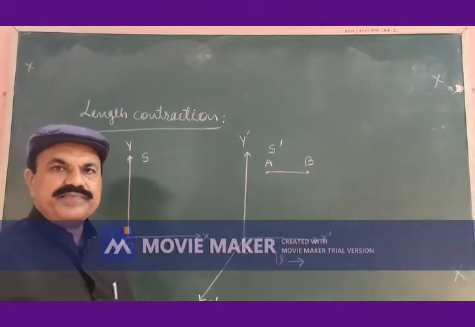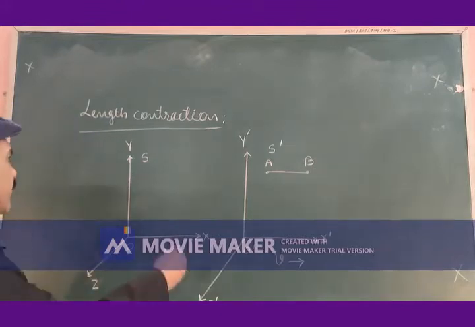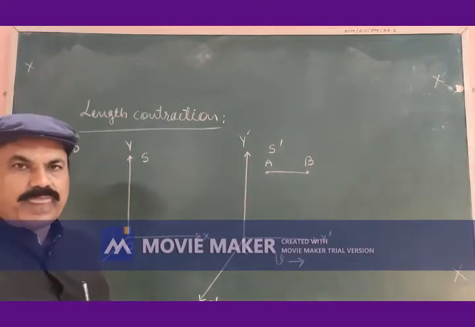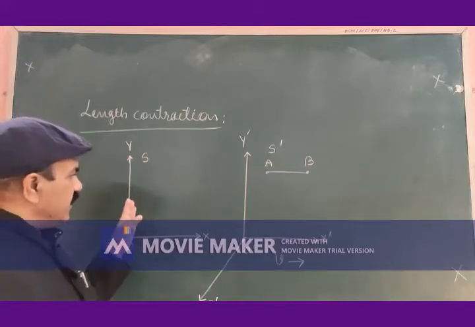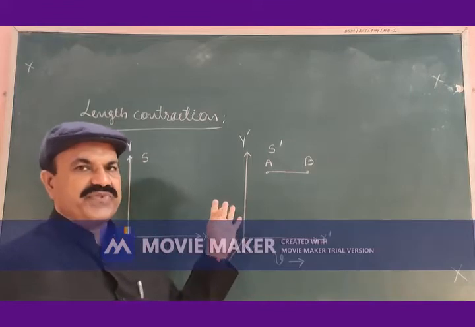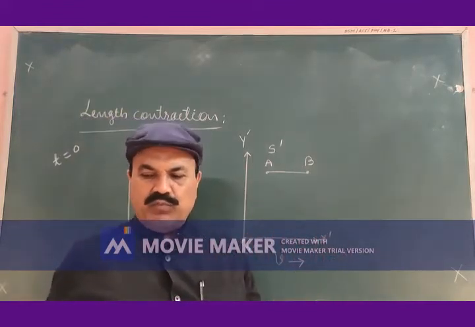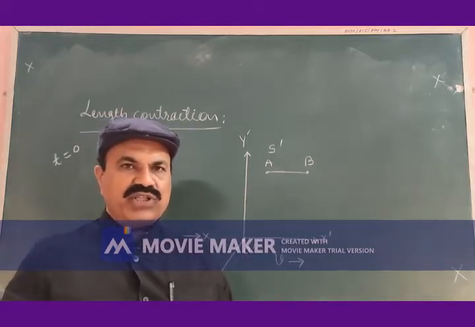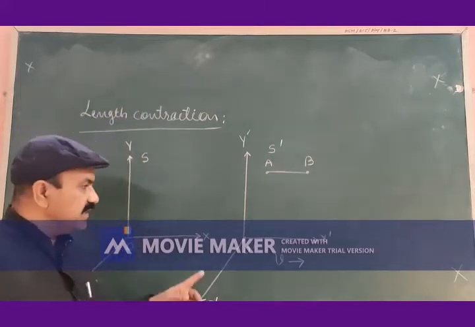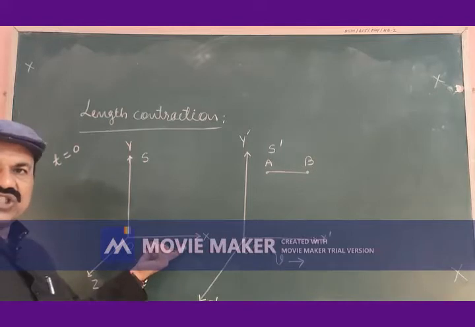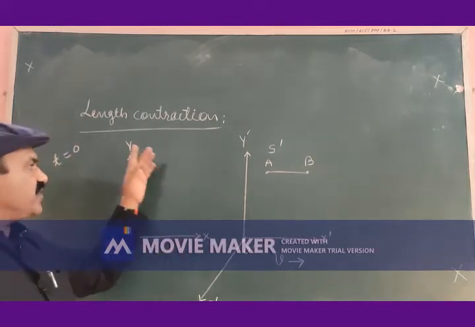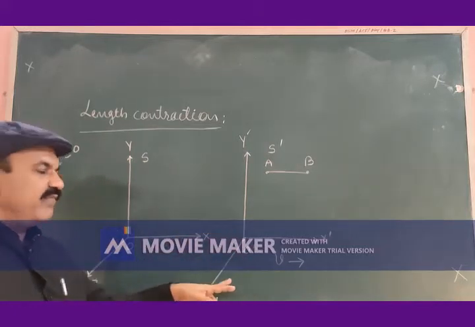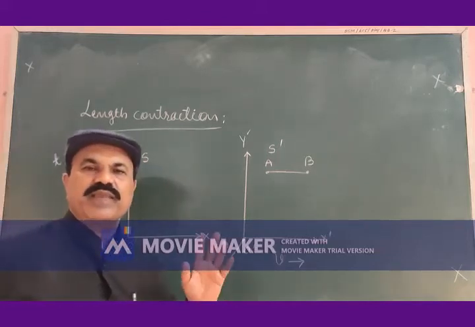Let us consider at the beginning, at time t is equal to 0, frame of reference S and S prime both are coinciding, so that x prime will coincide with x axis, y prime axis will coincide with y axis, z prime axis will coincide with z axis, and O prime will coincide with origin O.